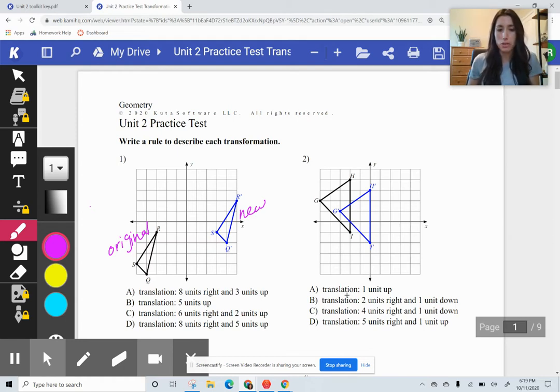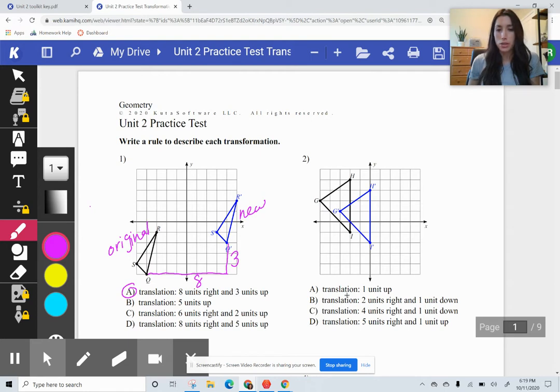It looks like we're moving to the right, and it also looks like we're moving up. So we're moving to the right 1, 2, 3, 4, 5, 6, 7, 8, and up 1, 2, 3. I just picked Q, for example. You can pick any point and also verify that that works as well. So we're moving to the right 8 and we're moving up 3. So for this one, I would select answer choice A.